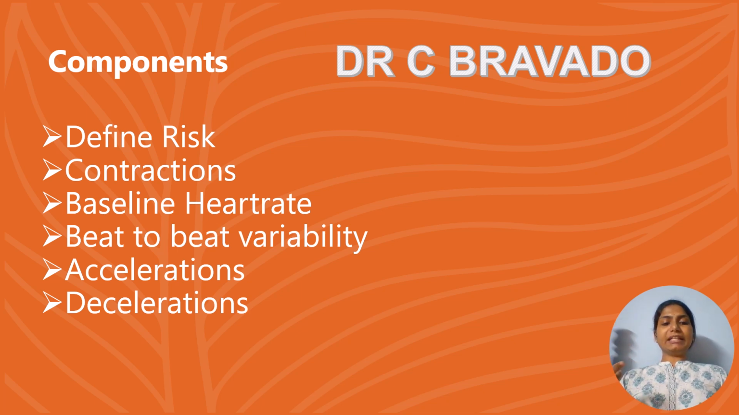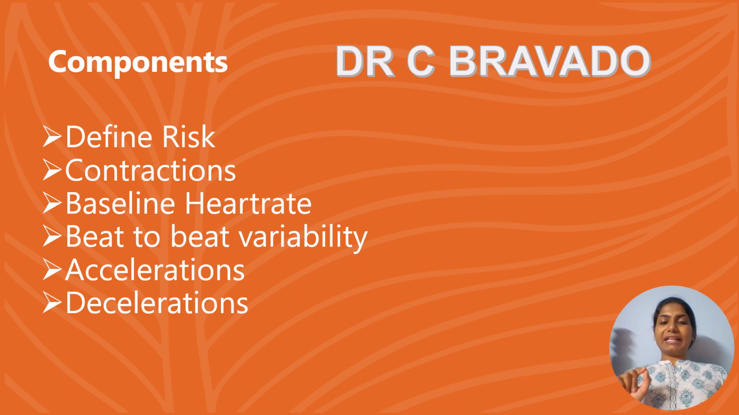How do we define acceleration? If the gestational age is more than 32 weeks, an increase of more than 15 beats per minute from the baseline, lasting for 15 seconds, is called an acceleration. If the gestational age is less than 32 weeks, an increase of more than 10 beats per minute lasting for 10 seconds from the baseline, we define as an acceleration.